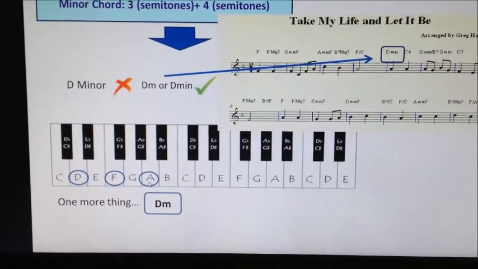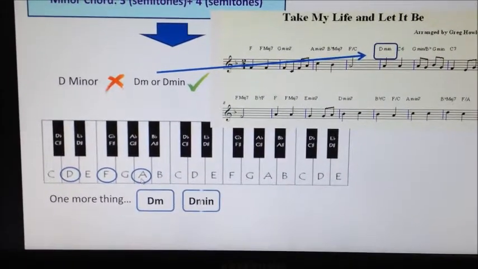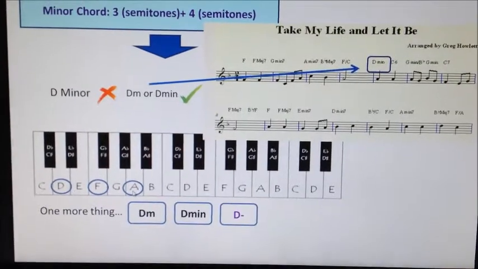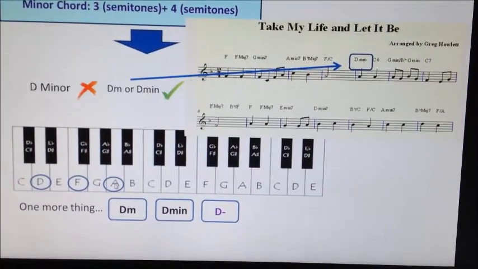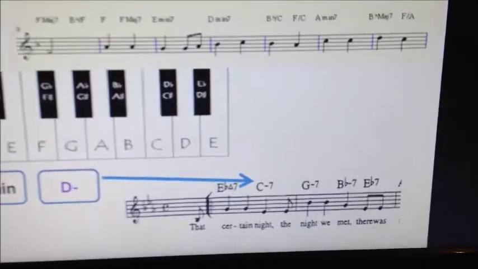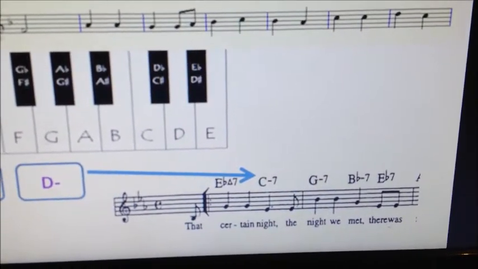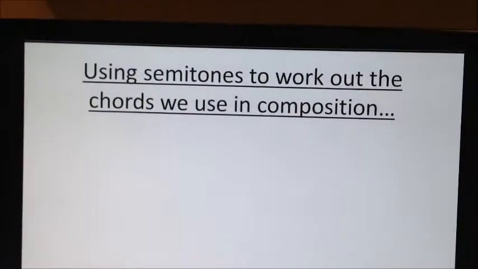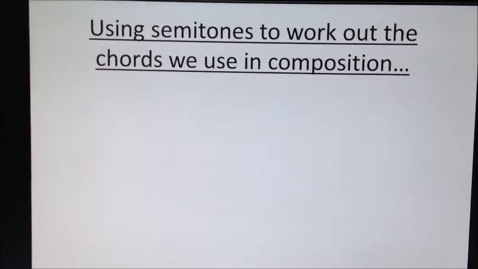Just one more thing though, as well as writing DM or D min, you can also write it as D with a hyphen sign. There's an example of a C minor 7th actually. There you can see that hyphen used. It's important to know what all the chord symbols look like.